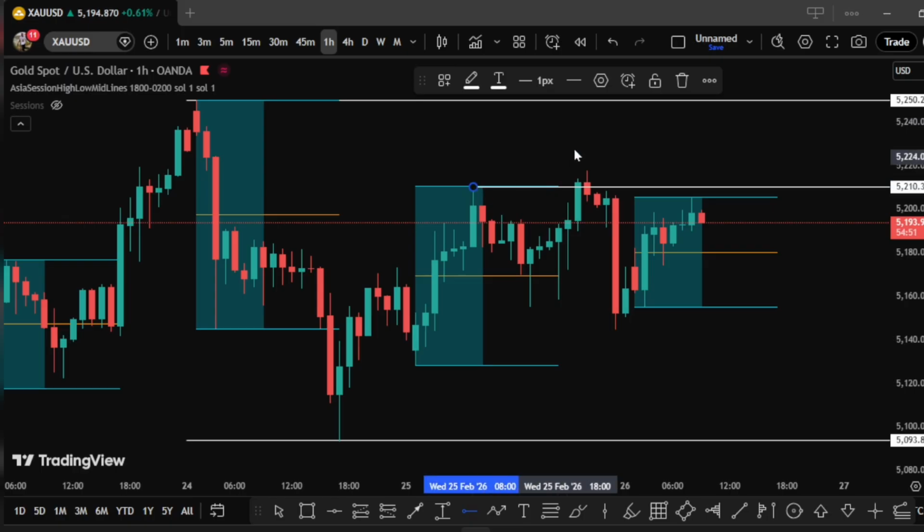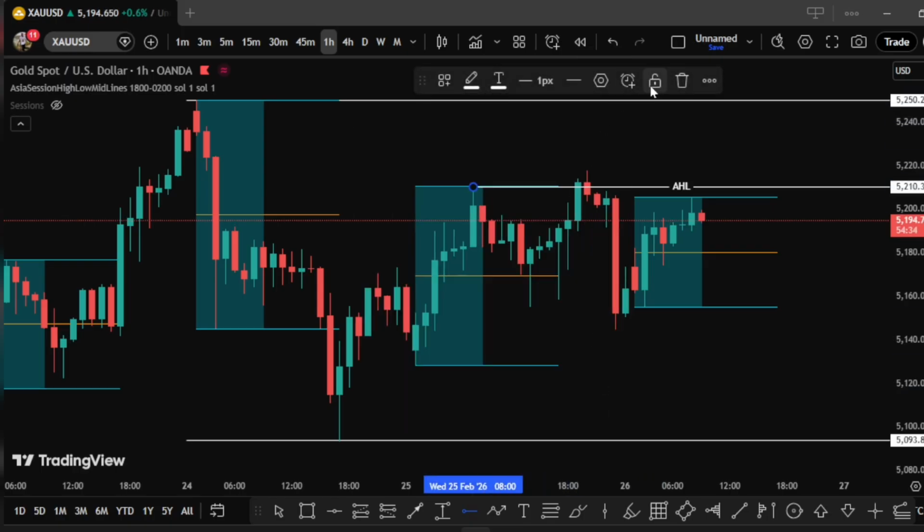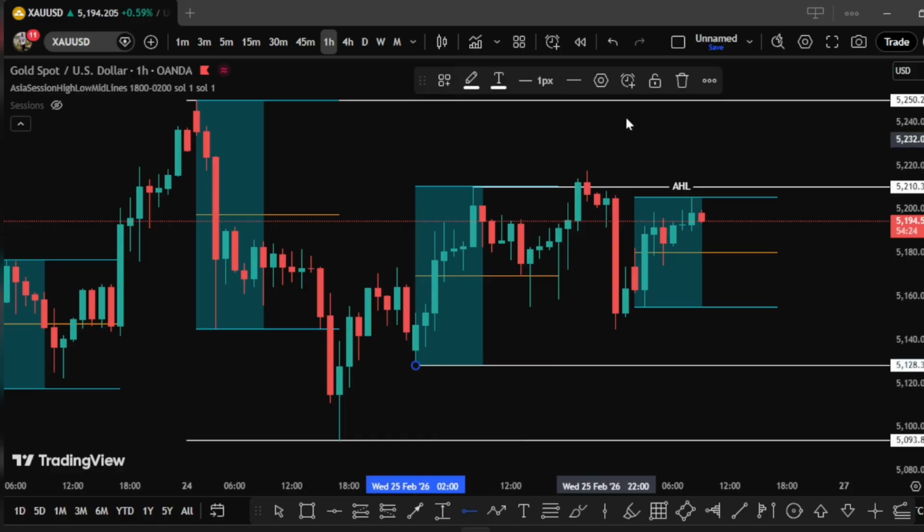So I mark the Asian high, I call it the Asian high liquidity. Then I also mark the Asian low here, and I call it the Asian low liquidity.